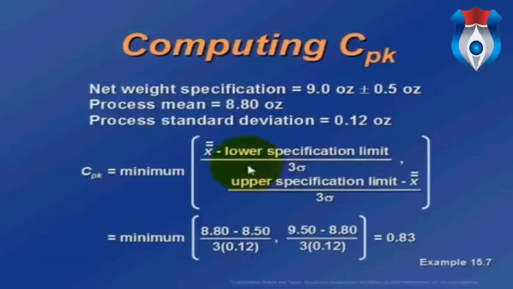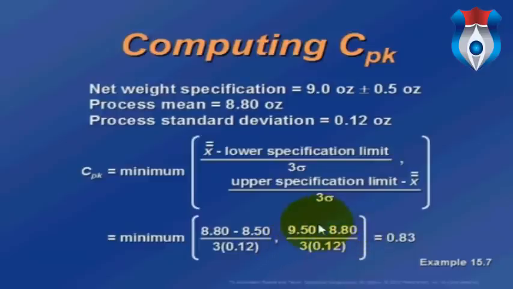So in this case, we'll take X bar bar, which is our process mean of 8.8, subtract our lower specification limit, and divide that by 3 sigma. So we know that 8.8 is our average. 8.5, which is 9 minus our 0.5, gives us our first value. We'll divide that by 3 times sigma, which is our standard deviation, so that would be 0.36. So 8.8 minus 8.5 divided by 0.36. And our other value is 9.5 minus 8.8 divided by 3 times sigma again.